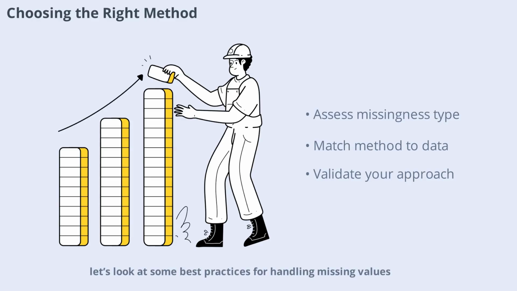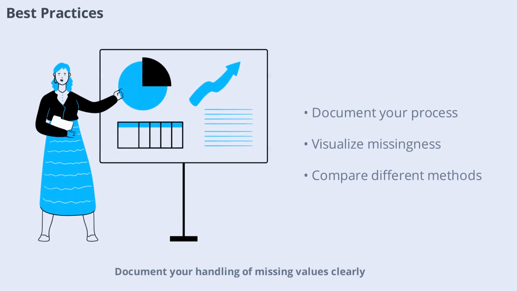Next, let's look at some best practices for handling missing values. Document your handling of missing values clearly. Always explore and visualize missingness before deciding on a method. Test different approaches and compare results to ensure your choice is sound. Communicate your decisions transparently, especially in collaborative projects.